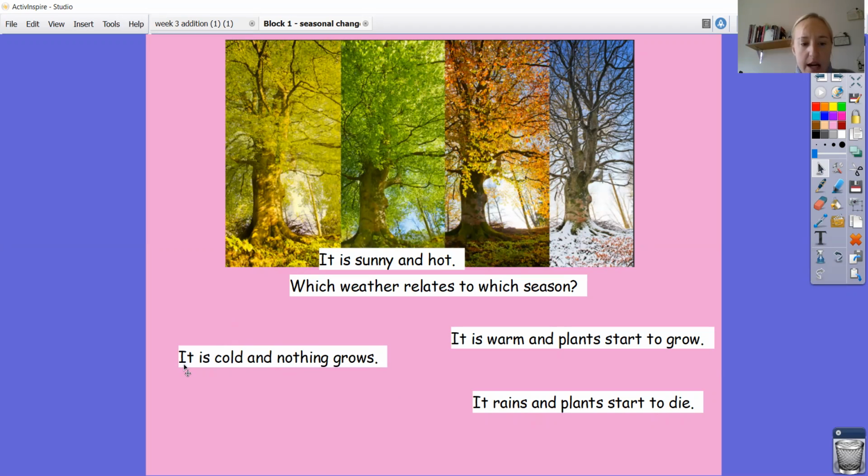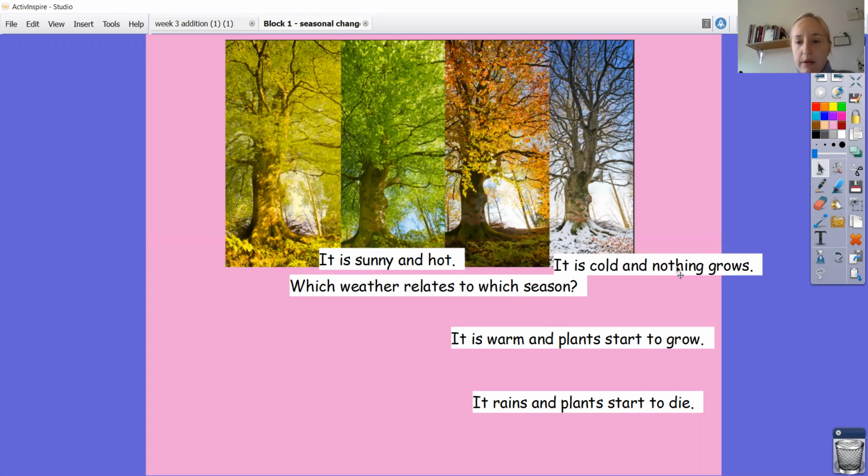Here, I've got another sentence. Just have a little read of this one in your head. Let's read it together. It now says, it is cold and nothing grows. Ooh, the season, the time of year where it's cold and nothing grows. Is that spring? No, it's not spring because we said spring was when things start to grow. It can't be summer because summer's hot and sunny, sorry. You're right, it's going to be winter. Okay, so in winter it's cold and nothing is growing, and you can see that clearly on this picture here, can't we? There's nothing growing on those trees, there's no leaves there.